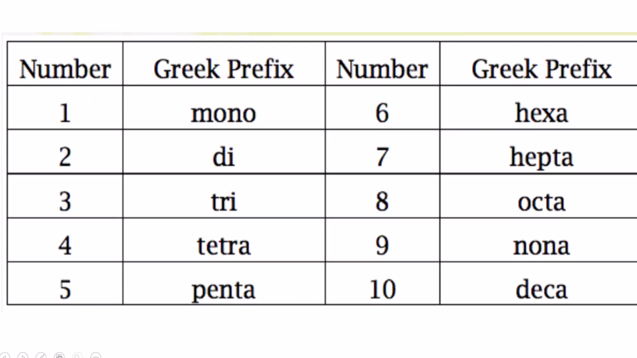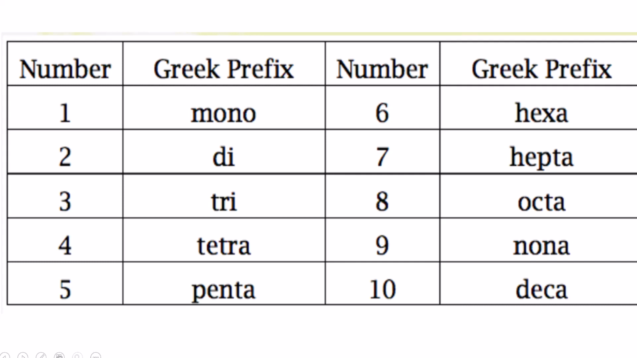In order to do covalent bonds, you need to memorize the prefixes. 1 is mono, 2 is di. Di stands for 2, not bi, di. 3 is tri, like a triangle. 4 is tetra, like a tetrahedral. Number 5 is penta, like a pentagon. 6 is hexa, like a hexagon. 7 is hepta. 8 is octa, like an octagon. 9 is nona. 10 is deca, like a decade.